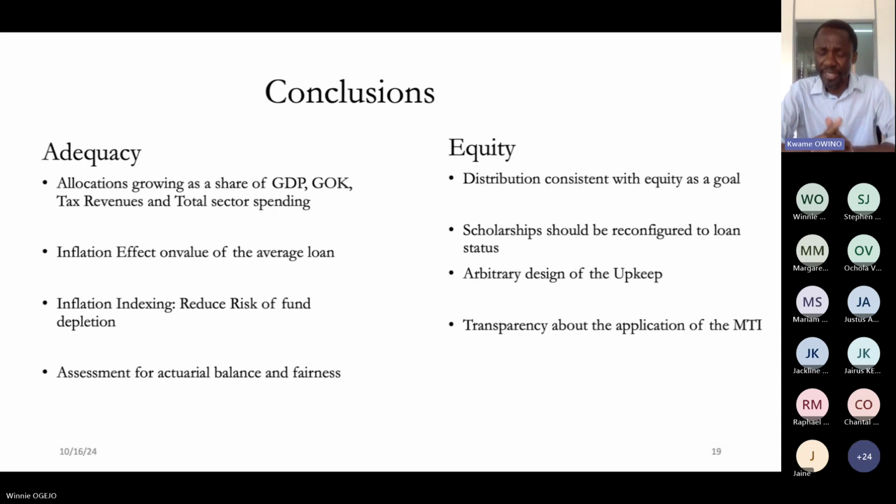We think as well that the assignment of the upkeep share of the loan is very arbitrary because it starts from 40,000 and each additional income band gets an additional 5,000.